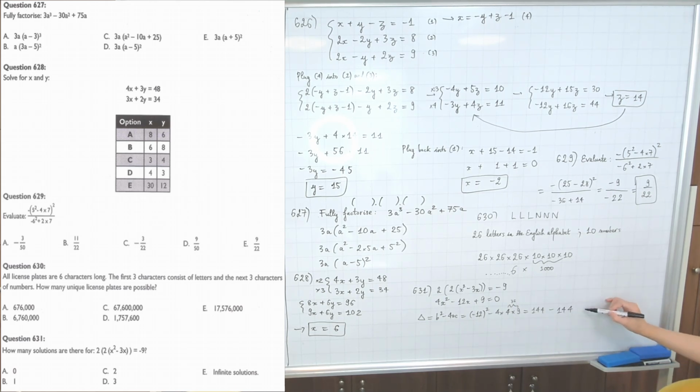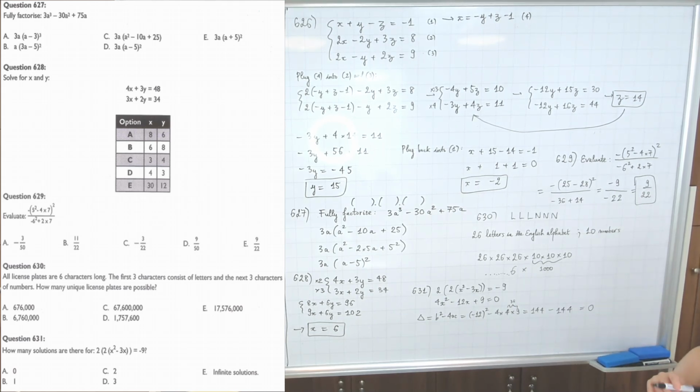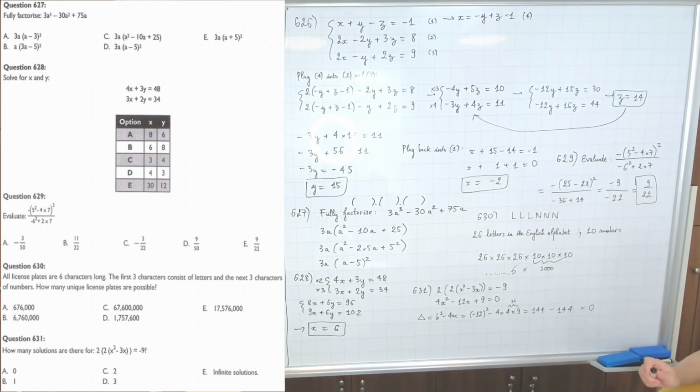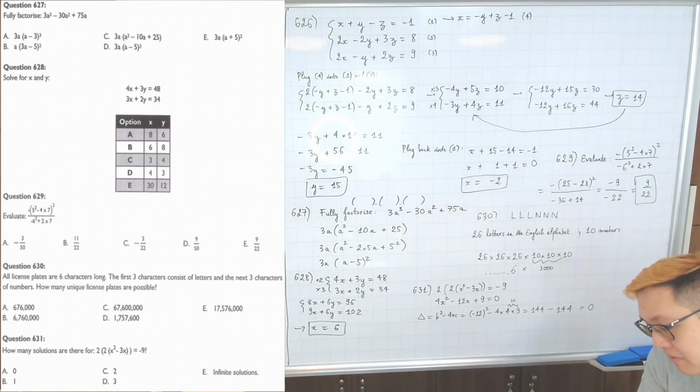Oh, once again we have delta equal to 0, see? So it means that there is one solution, isn't it? Can you check, is it B? B, right? Có một nghiệm thôi.